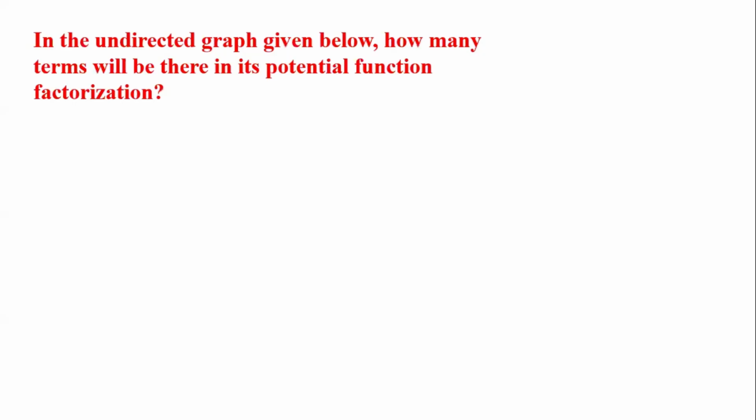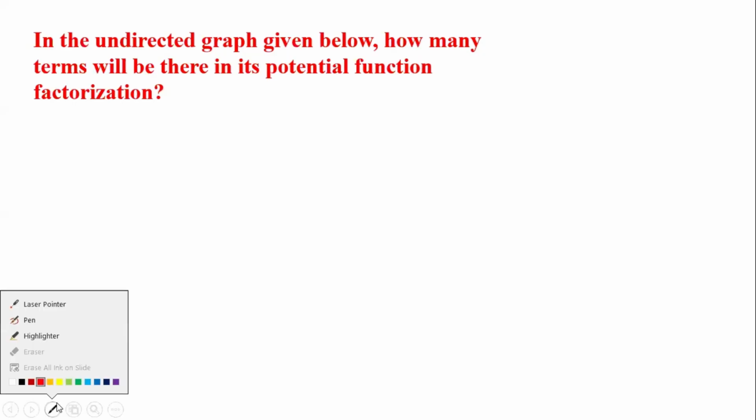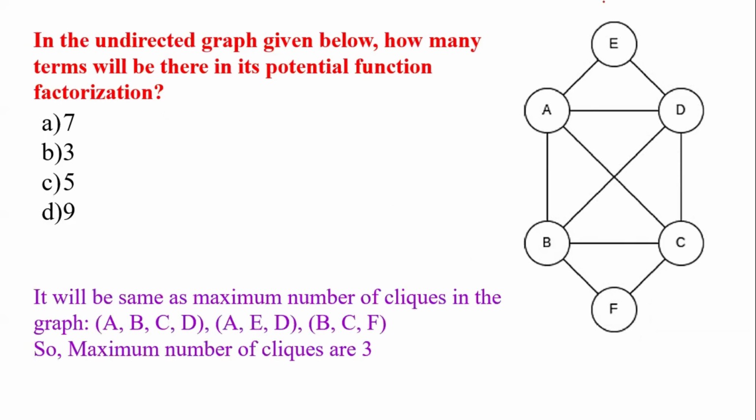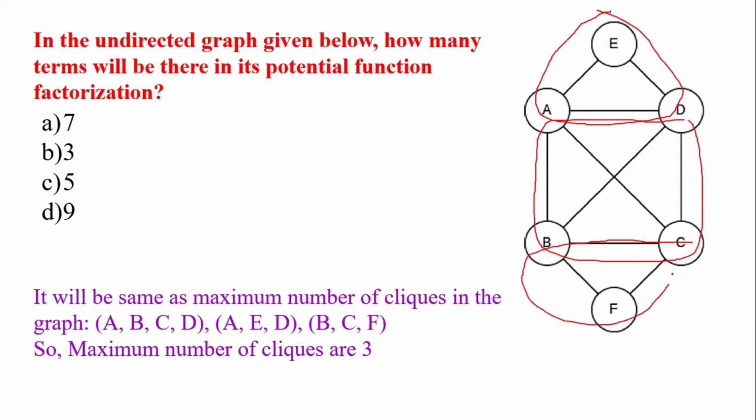Now the next question is: in the undirected graph given below, how many terms will there be in the potential function factorization? Now, this is the diagram and these are the options. See how many cliques there are. This is one clique, that is E, A and D. This is one clique, that is A, D, B and C. And this is one clique, that is B, C, F. So there will be 3 cliques. So the answer will be 3.